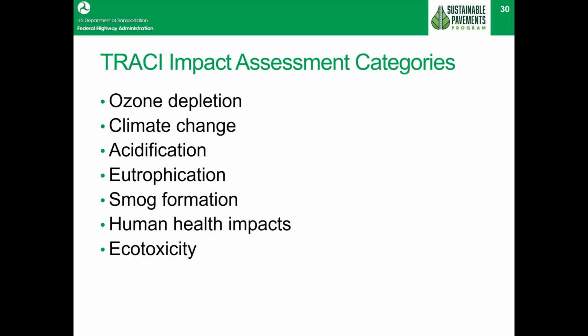So as I stated, TRACI is an environmental impact assessment tool developed by US EPA. It provides characterization factors for life cycle impact assessment, industrial ecology, and sustainability metrics. Characterization factors quantify the potential impacts that inputs and releases have on specific impact categories in common equivalence units. So as you can see, the categories are ozone depletion, climate change, acidification, eutrophication, smog formation, human health impacts, and ecotoxicity.